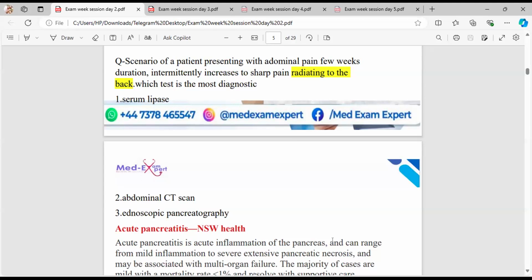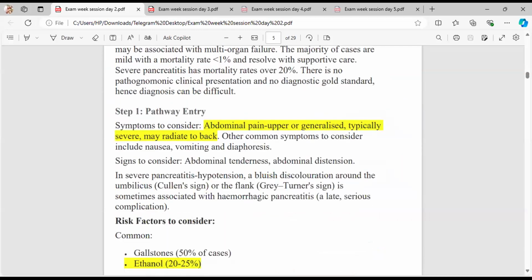If you are clinically suspicious, or if your biochemical test does not come right, then your diagnostic test will be CT. So in the end we will do the CT. Here they are asking the most diagnostic test, not your initial test. If they ask what is your initial test, then definitely your answer will be serum lipase. But here they ask the most diagnostic, and the most diagnostic is the CT scan.